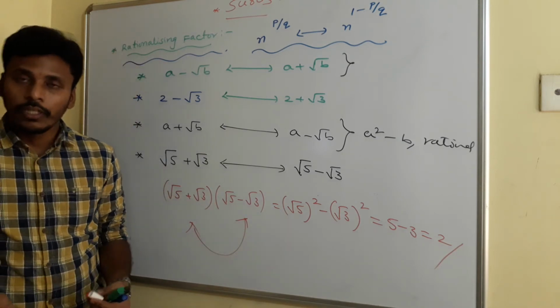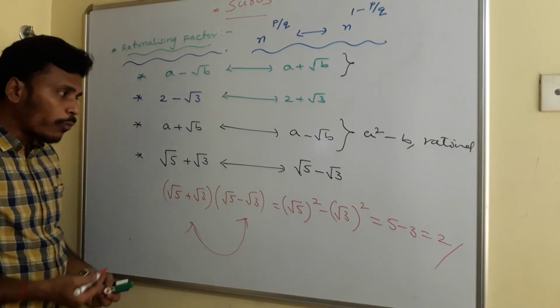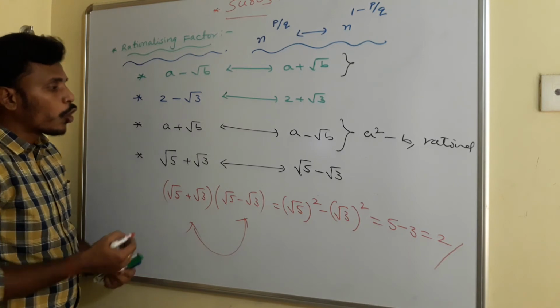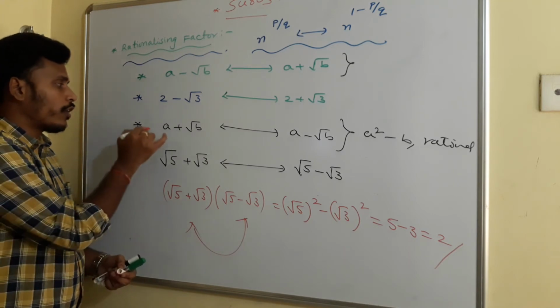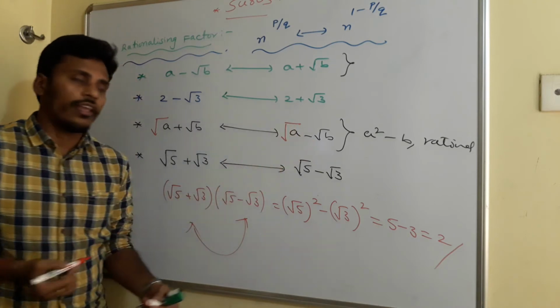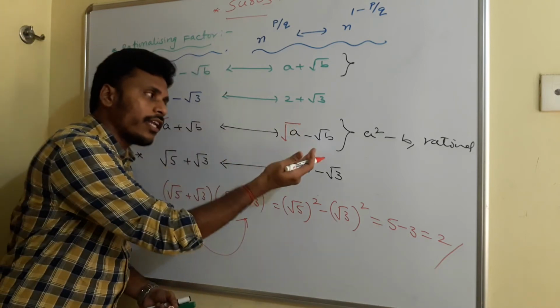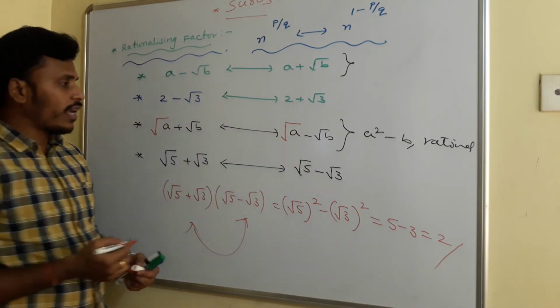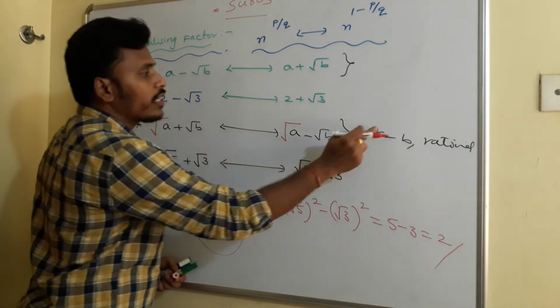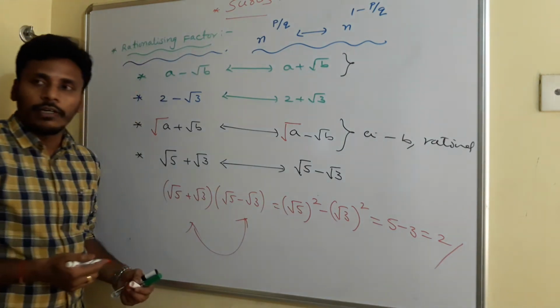So, at the end, what I am going to conclude is, in general, for root a plus root b, the rationalizing factor is again root a minus root b. For root a minus root b, the rationalizing factor is again root a plus root b. Because if you multiply these two, the result is a minus b, a rational number.